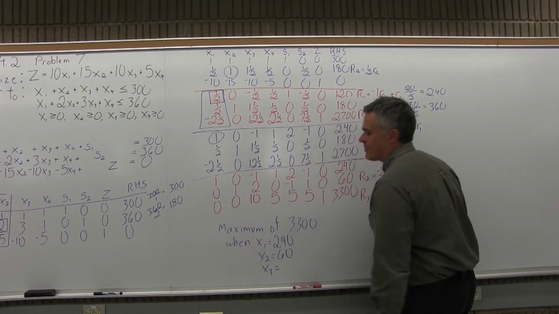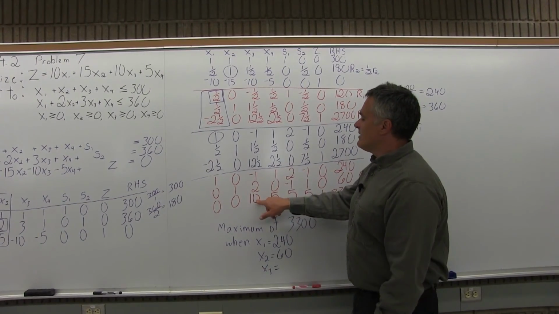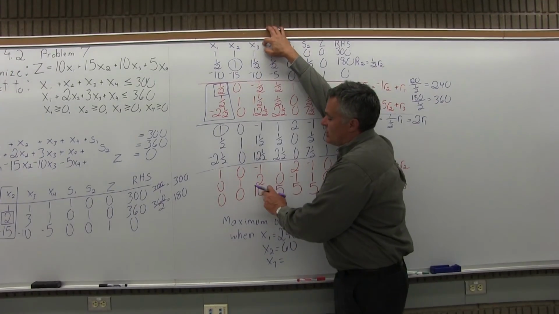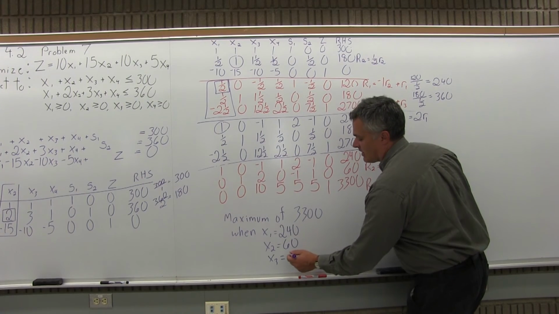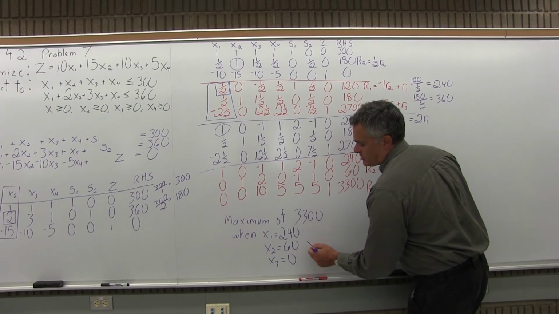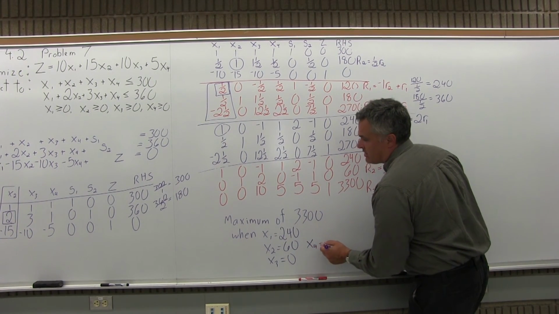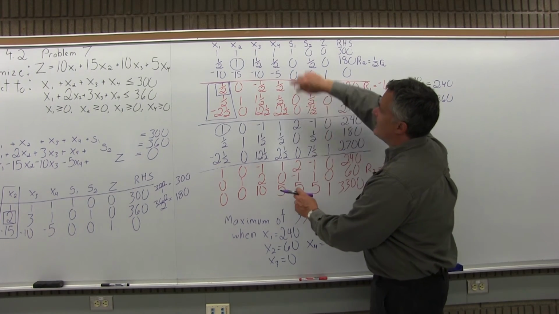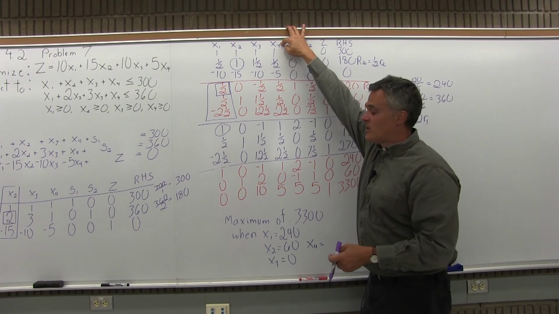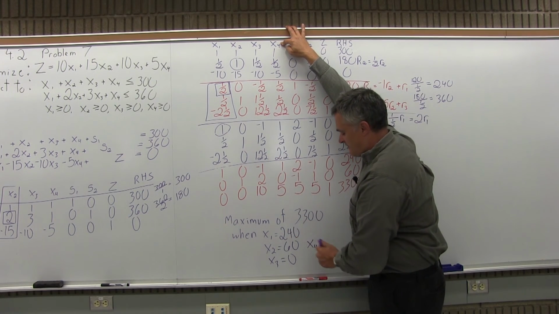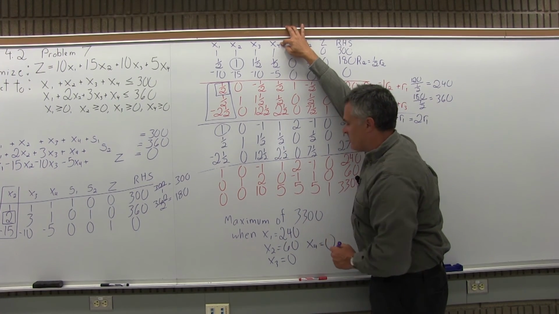x3. In my final tableau, the x3 column does not have a special column of all zeros and a single 1. So its value is 0. And the same will be true of x4. When I look in my final tableau, the x4 column does not have a special column of all zeros and a single 1. It's got some other stuff, so its value is 0.